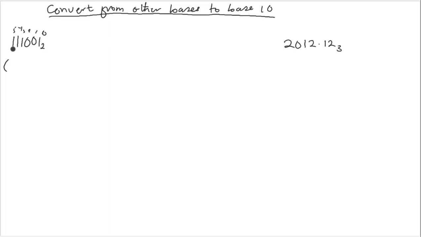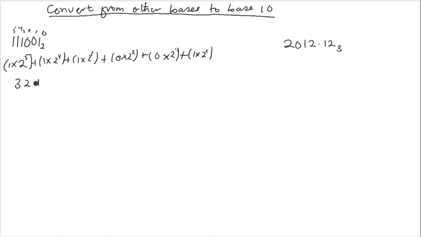Okay, so we take the first digit, which is 1, and multiply by the place value. The base is 2 and the place is what? 32, that's to the power 5, plus the next digit 1 times 2 power 4, plus 1 times 2 power 3, plus 0 times 2 power 2, 0 times 2 power 1, and then 1 times 2 power 0. Okay, so here will be 32 plus 16 plus 8 plus 0 plus 0 plus 1, and this will be equal to 57 base 10.